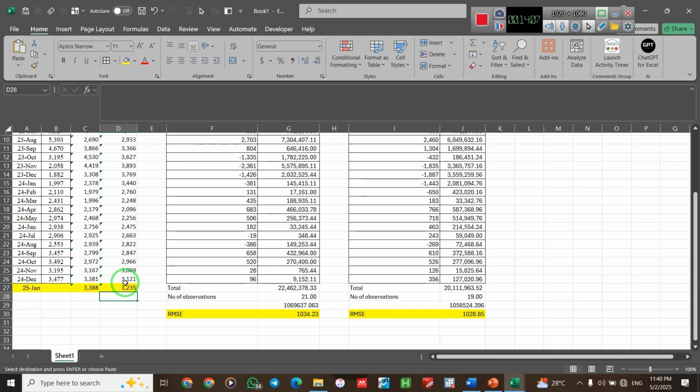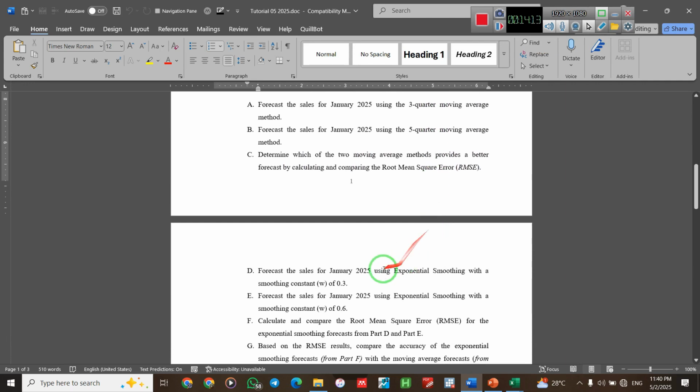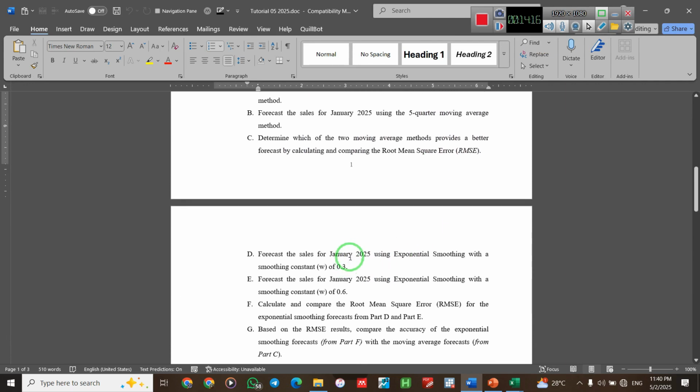So now if we move to our next question, they are asking to forecast the sales for January 2025 using the exponential smoothing with the smoothing constant of 0.3. And in the next question they are asking to forecast the sale for January 2025 using the exponential smoothing with the smoothing constant of 0.6.